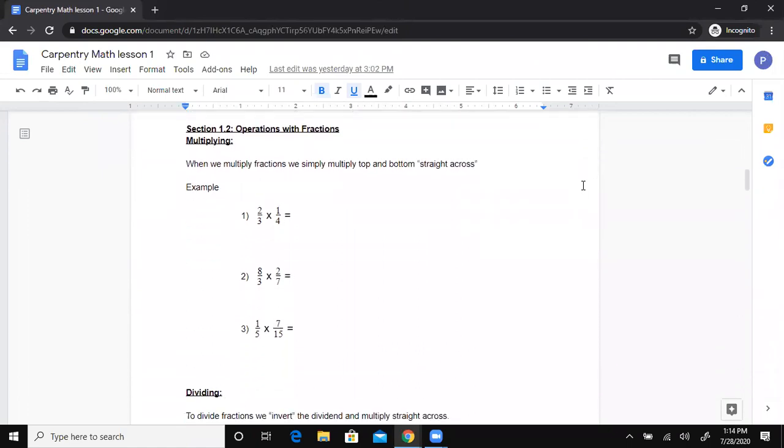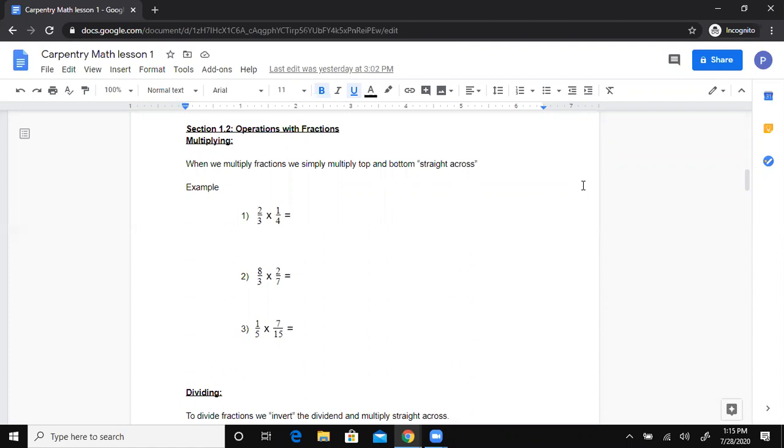So fractions are numbers just like any other, and we can do operations with them. By operations, I mean things like multiplication, division, addition, and subtraction. I think that the easiest of these when it comes to working with fractions is multiplication. So we're going to start with that.